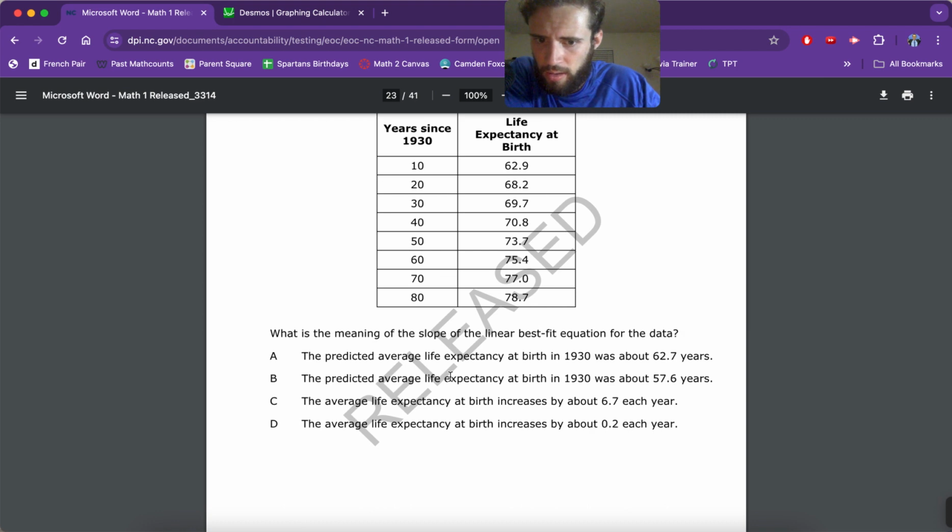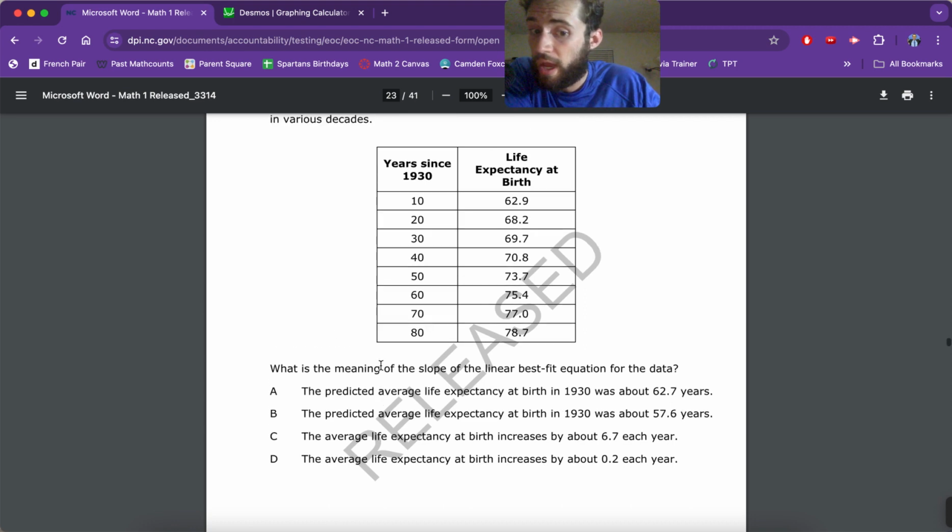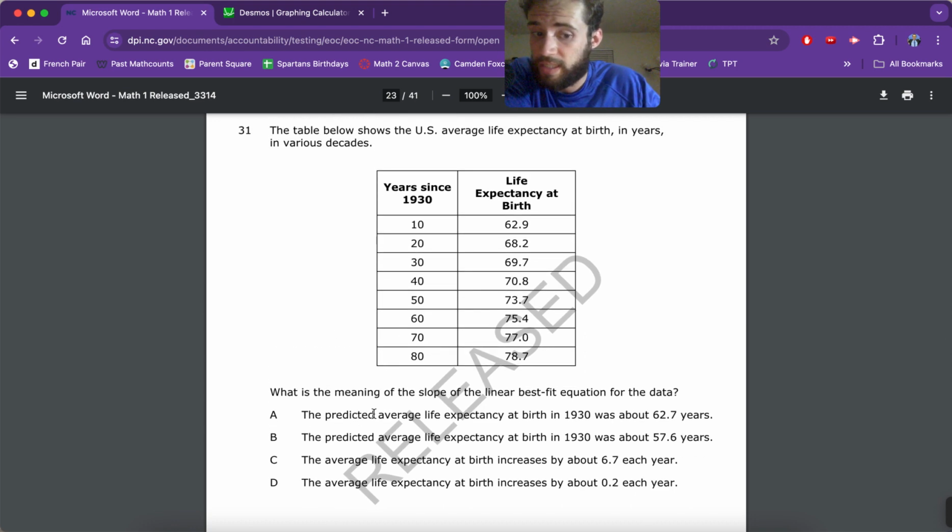Okay. The predicted average life expectancy at birth in 1930 is 60. So it's not going to be A or B, because A and B are talking about the y-intercept, what it was at 1930, what it's expected to be. They're asking for the slope. So it's either C or D, even without making the table.